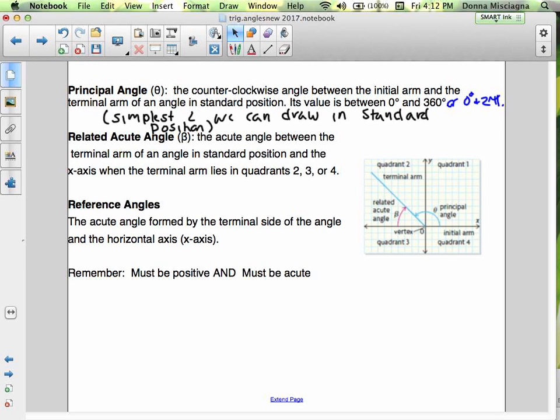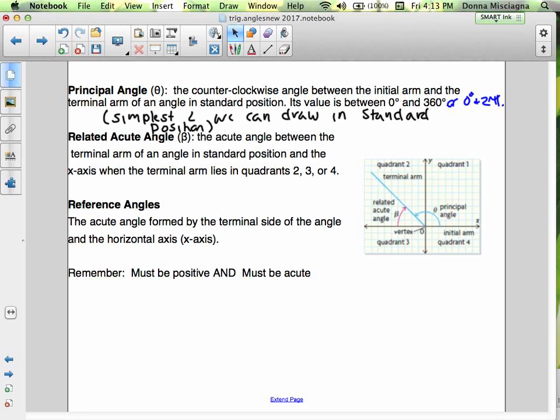That related acute angle is an acute angle that lies between the terminal arm of an angle in standard position and the x-axis when the terminal arm is in quadrants 2, 3, or 4. In other words, we're going to find another angle that takes us to the x-axis, and we're going to use that angle to work with. That one is the friendly angle. Sometimes larger angles are not as friendly to work with, but our little acute angles, our related acute angles, are very friendly. Notice it doesn't say quadrant 1. In quadrant 1, the principal angle doesn't need a related acute angle because it's already a cute little angle.